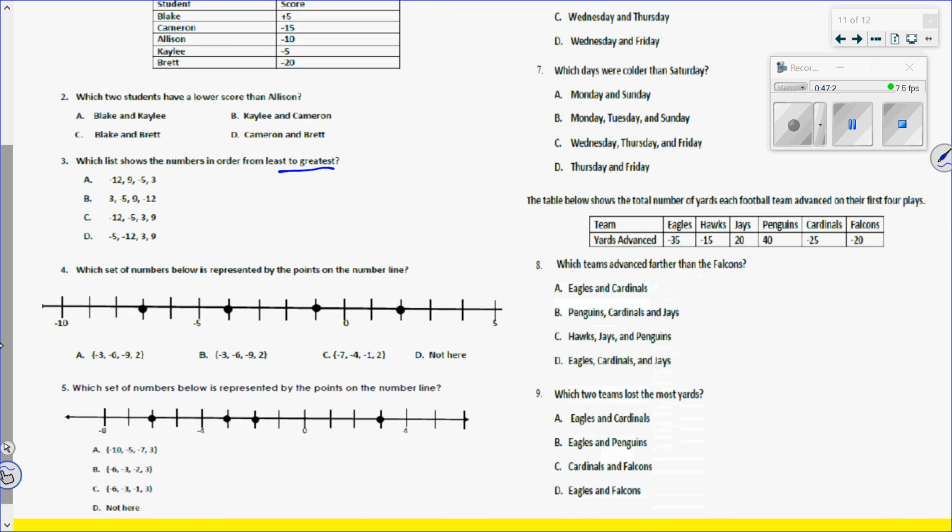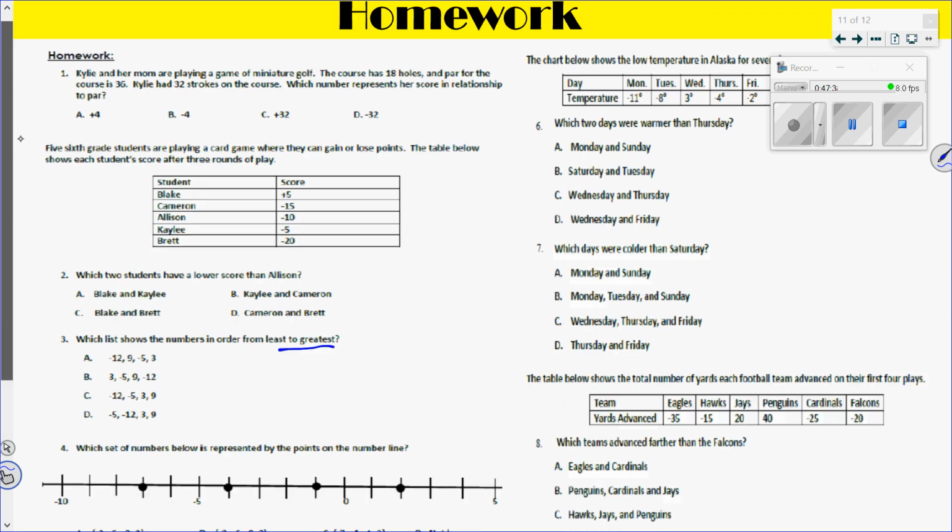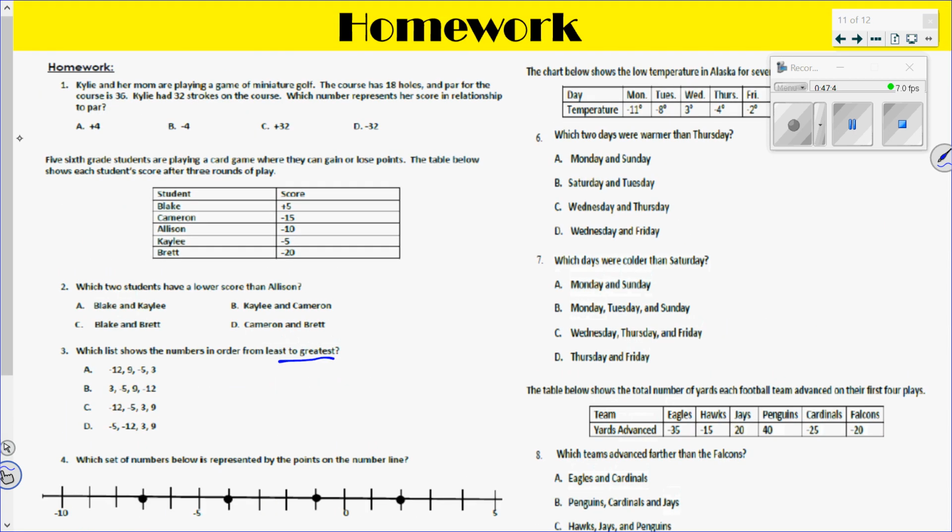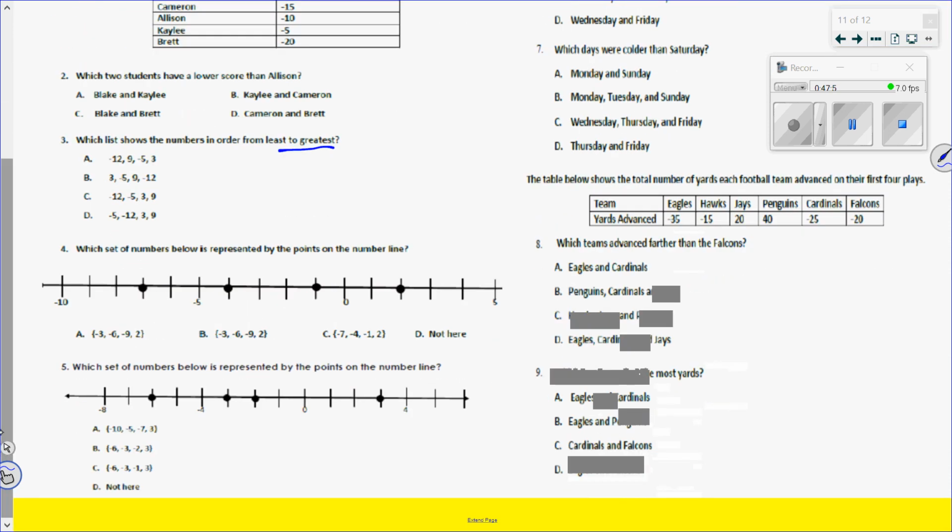This one gives you the numbers, so I would recommend you write the numbers above or below them, take your pick, and then see which list has them all. Same thing with number 5. Number 6, they've given you a chart. Understand, warmer means the temperature is higher than that. Colder means it's lower than that. Number 8 has another table. Remember, positive yardage is good, negative yardage is bad, and which teams lost the most yards, in other words, which are the most negative. Any questions on that page?